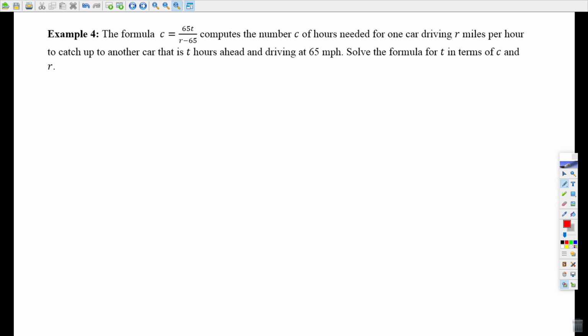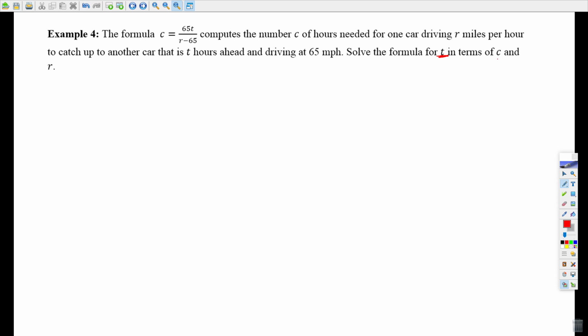Example 4, the formula C equals 65t over r minus 65. It computes the number C of hours needed for one car driving r miles per hour to catch up to another car that has t hours ahead and is driving at 65 miles per hour. That sentence is pretty loaded. Solve the formula for t. This is what really matters. Solve for t in terms of C and r.